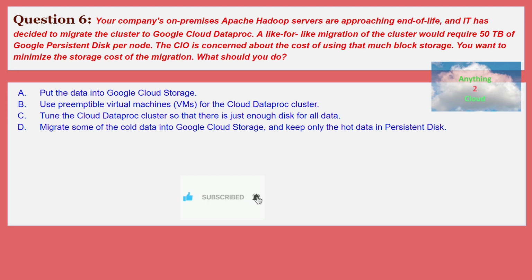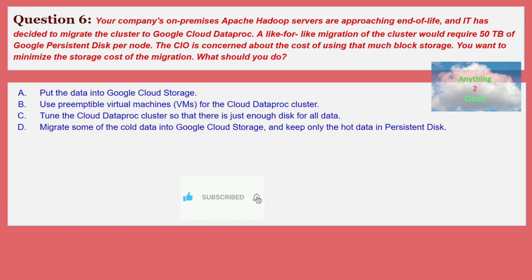Here the question talks about migrating the Apache Hadoop servers to Google Cloud Dataproc, and it's a like for like migration. From the given options, what Google recommends is, when you migrate data from on-prem to cloud, use Google Cloud Storage. So this is what Google recommends. So the option here is A, put the data into Google Cloud Storage. But let's see other options also.